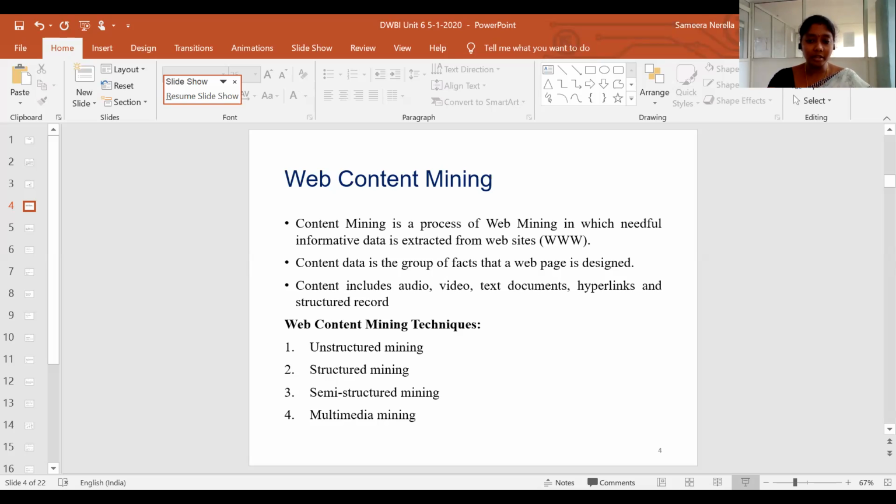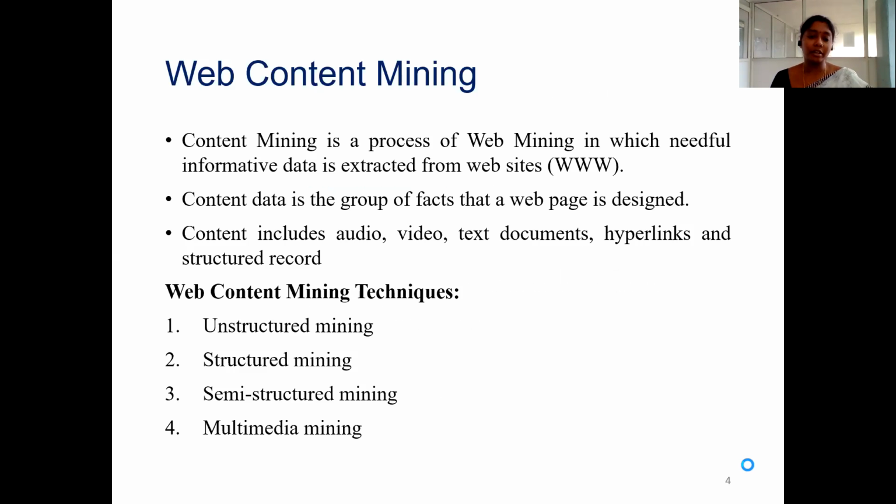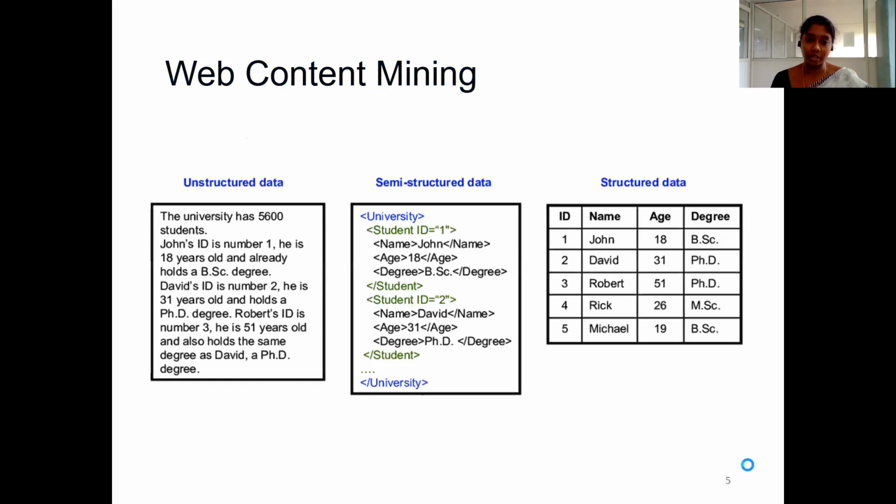So there are four web content mining techniques: unstructured mining, structured mining, semi-structured mining, and multimedia mining. Before that, you need to know what is unstructured data, what is structured data, what is semi-structured data. Because a website may include everything, every category: structured data, unstructured data, and semi-structured data. Mining of the appropriate thing leads to an individual method.